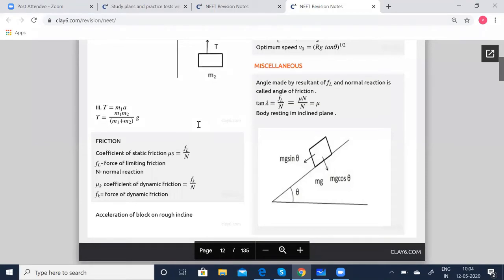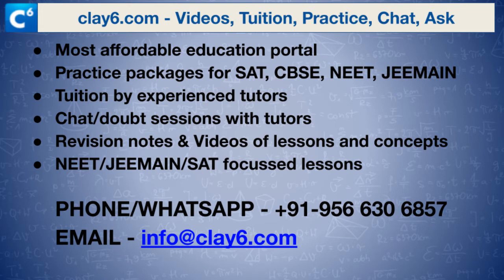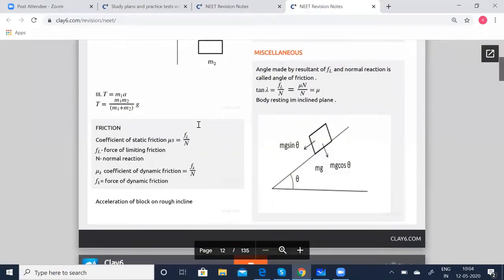Coming back to the notes, see, coefficient of static friction: mu S is equal to F L by N, where F L is the force of limiting friction, and N is the normal reaction. It is always denoted by either N or R. Mu K, the coefficient of dynamic friction, is equal to F K by N, where F K is the force of dynamic friction. These are the important points related to friction which you have to know. Mu K stands for the coefficient of dynamic or kinetic friction, right?